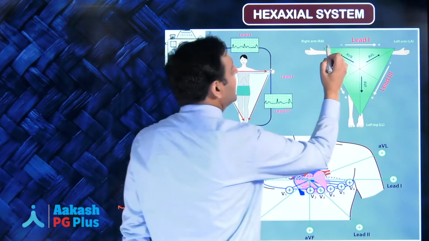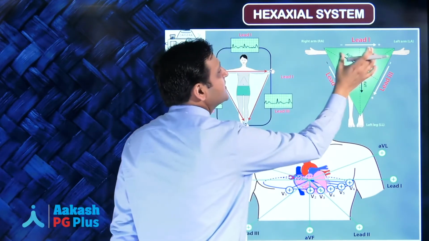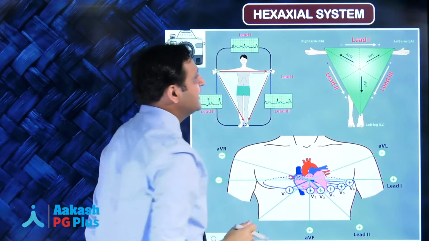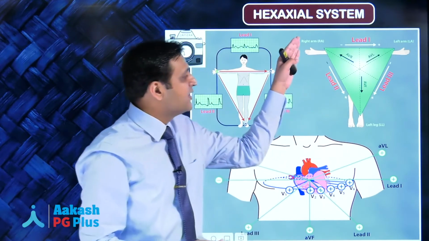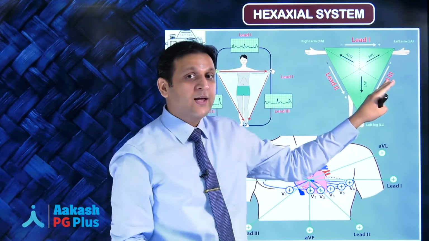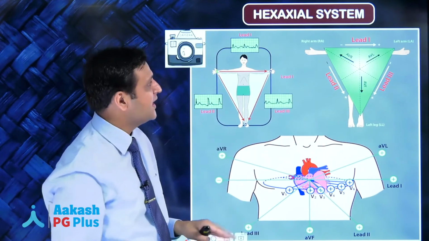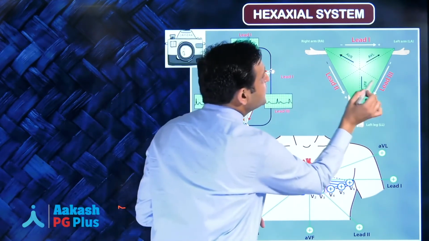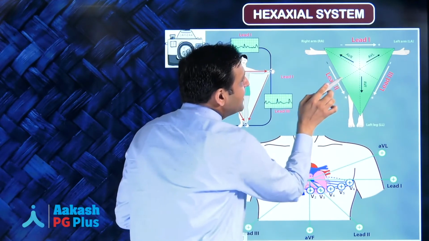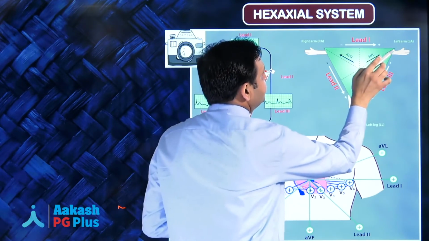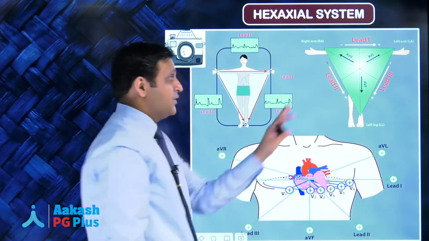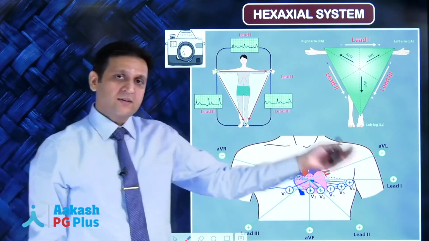The top of the triangle is lead 1 that gives us the potential difference between the right and the left arm. Then there is lead 2 that tells us the potential difference between right arm and the left leg, and then there is lead 3. Now, the beautiful thing that you have to understand here is that AVR is perpendicular to lead 3. Can you see this? AVL is perpendicular to lead 2, and AVF is perpendicular to lead 1. Just remember this, it will help us understand the next slide.